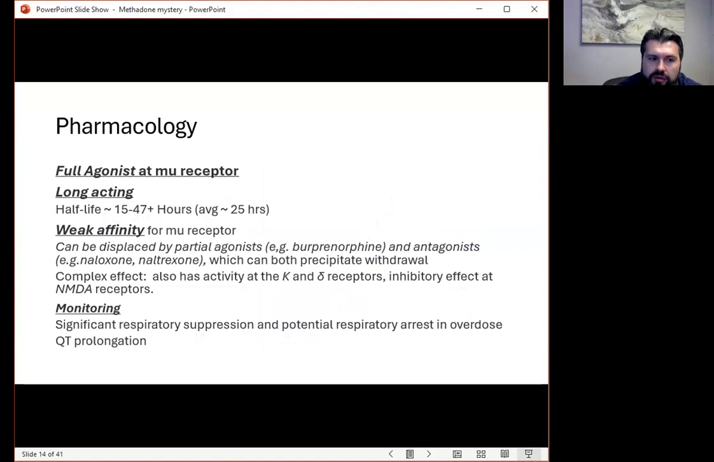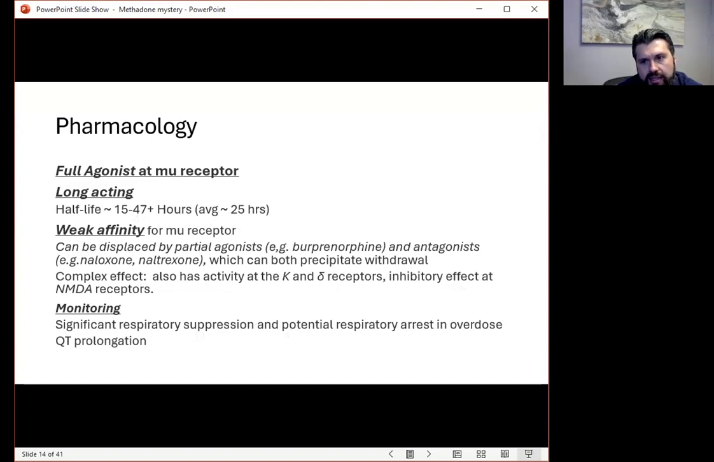Compared to other forms of MOUD, specifically buprenorphine and naltrexone, it has a weaker affinity at the mu receptor. And that's important when it comes to treatment, because if someone's on methadone and you were to give them buprenorphine or naloxone or naltrexone, those can precipitate withdrawal in the setting of somebody actively using methadone or on maintenance therapy. It also has some other effects beyond the scope of this discussion. It has activity on other receptors, including the NMDA receptors and kappa receptors as well.